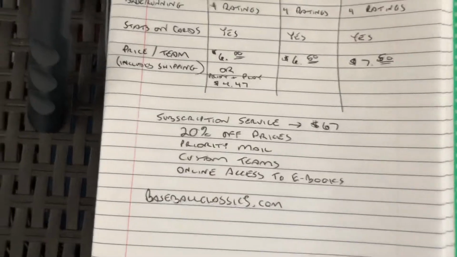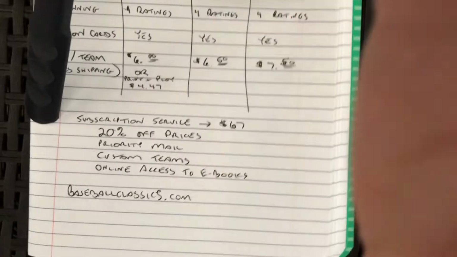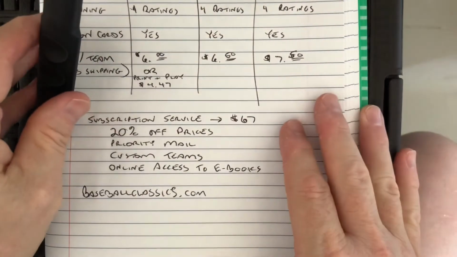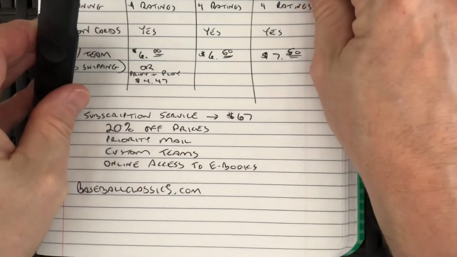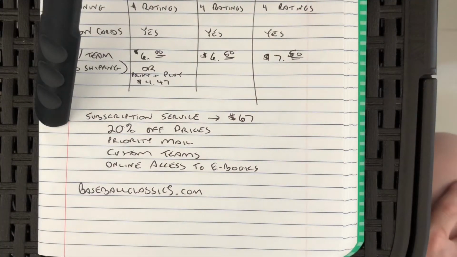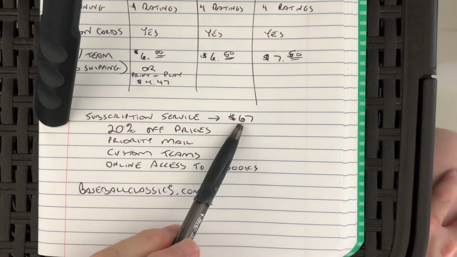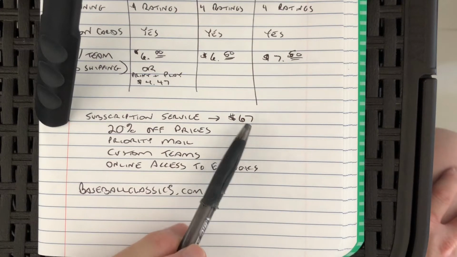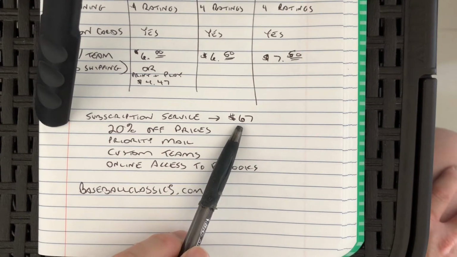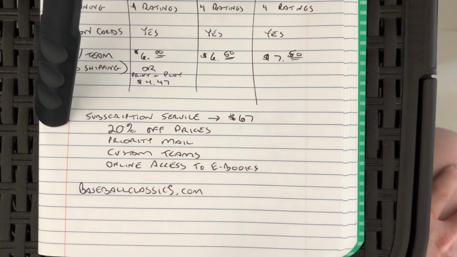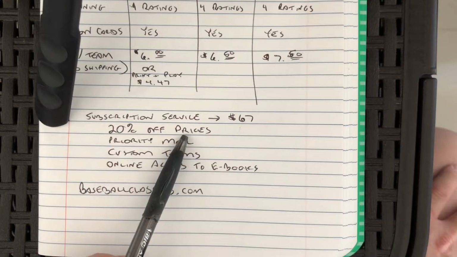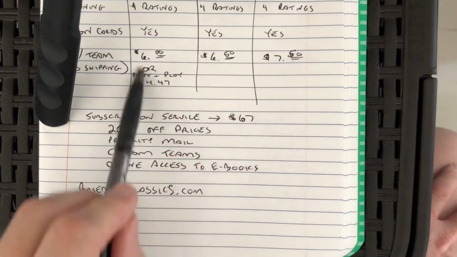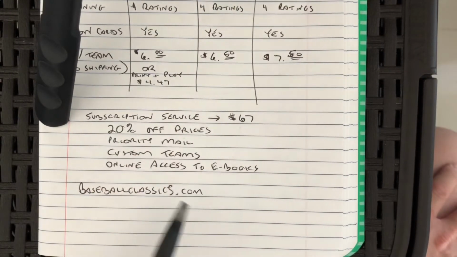If you choose, and this is optional, you can be a Baseball Classics customer and not do the subscription service if you don't want to. But the subscription service is a cost of $67 per year. It looks to me like it's annual on the website. For your $67 per year, you knock 20% off of the ordering prices of all of your orders.